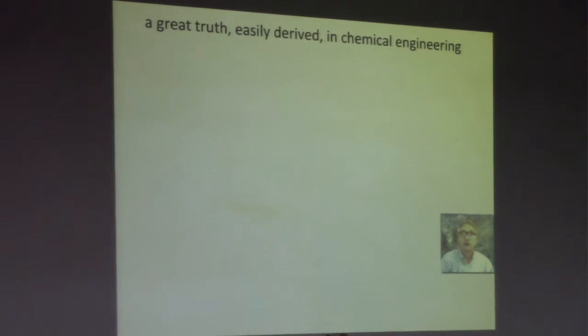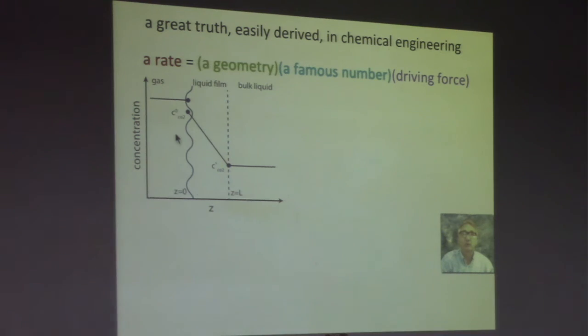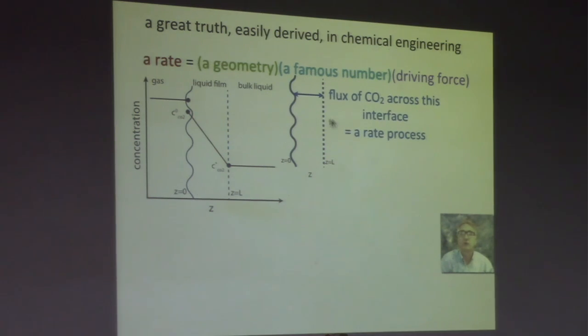It turns out there's a great truth that's easily derived in chemical engineering, that rate processes are usually given by a geometry, a famous number you find in textbooks, and a driving force. How does that apply to this particular situation, where I have CO2 in the gas phase on the left side of the diagram and CO2 in the liquid phase on the right side of the diagram? I recognize that across this liquid film, as shown here, there's a rate, that is, a flux of CO2 across that interface. That flux would have dimensions, for example, of moles of CO2 per area per time.